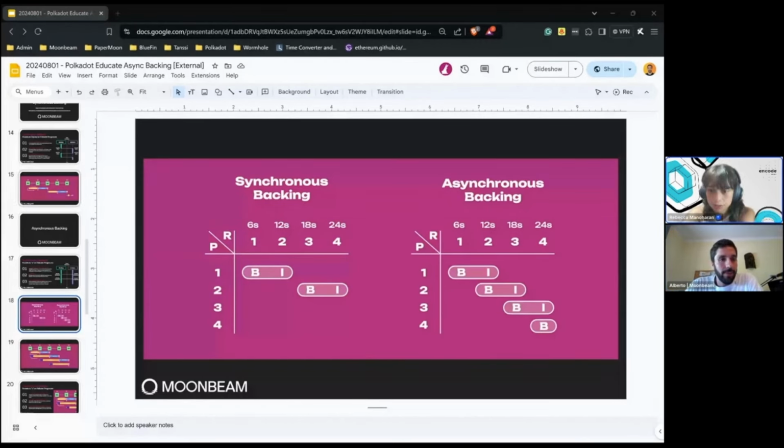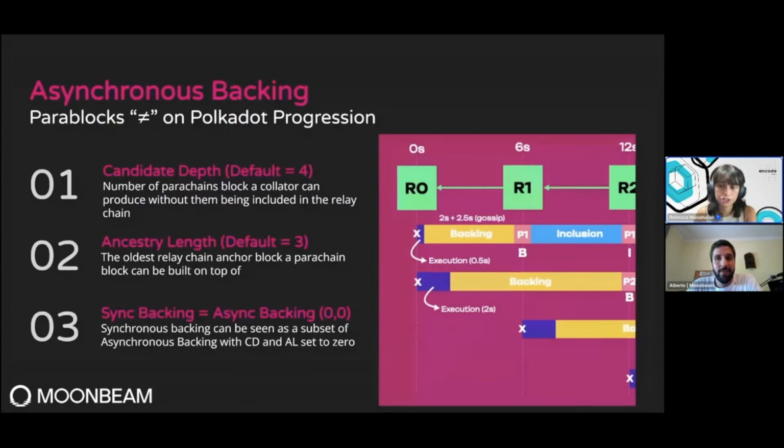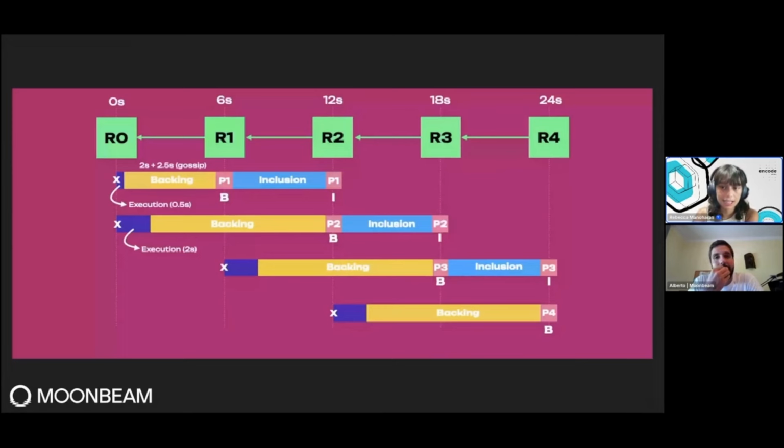This sort of goes back to a question that I tried to answer earlier, but it would be better if you could. Do blocks that have been backed and included, so they've gone through backing and inclusion, do they get validated again, or do they not need to be checked again?